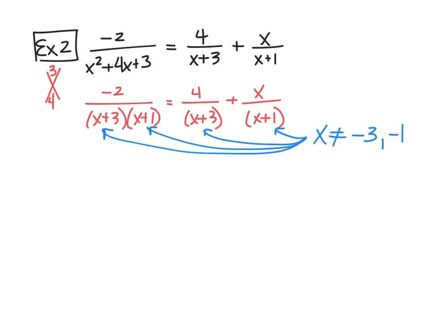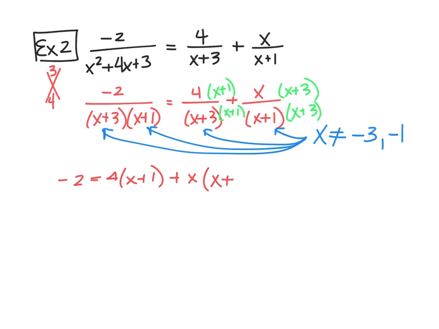So I need to make all these denominators the same. And I see that this should be pretty simple. This middle fraction needs an x plus 1. So I'm going to put that on the top and the bottom. The last fraction is going to need an x plus 3. So I'm going to put that on the top and the bottom. Okay. So now I can see all of my denominators. I'm just going to highlight here so you can see all my denominators now match. And so just like we said before, the strategy is when that happens, now I can focus just on my numerator. So my problem now says negative 2 equals 4 times x plus 1 plus x times x plus 3.